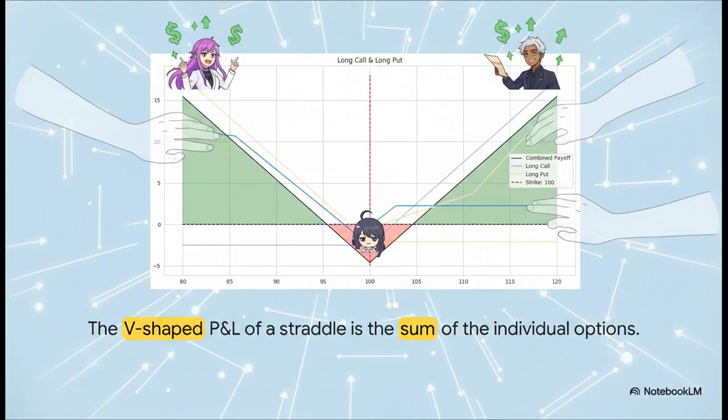And this is what that strategy looks like. You can kind of see the ghosts of the individual call and put options in the background. Our final P&L is just the two of them added together, and it creates this awesome V-shape. Now, if the stock price just sits there and does nothing, we lose money. That's the red triangle in the middle. But if it makes a big breakout in either direction, we get into those green zones of profit.